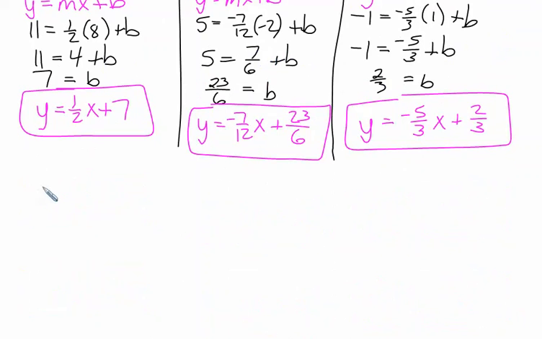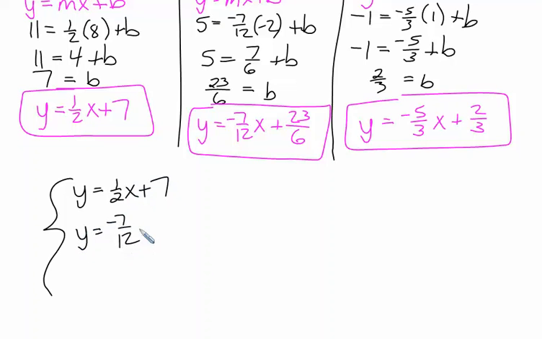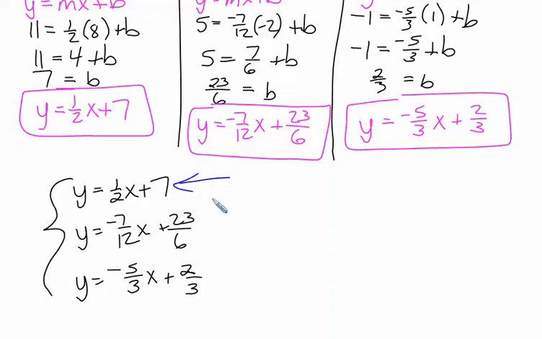If we want to find the orthocenter, we set up our system of equations and put each of them into it. y = 1/2 x + 7, y = -7/12 x + 23/6, and y = -5/3 x + 2/3. Let's write that a little bit nicer. Again, I like to pick the two nicest ones. We can debate about that, but I'm going to say the top and the bottom one are the two nicest equations.